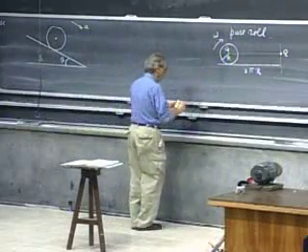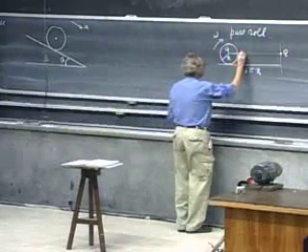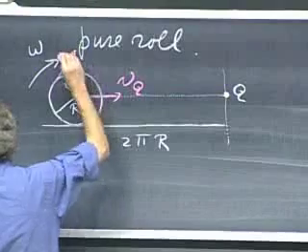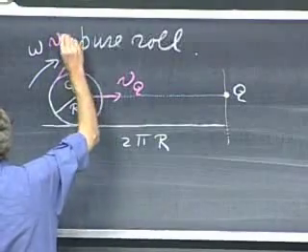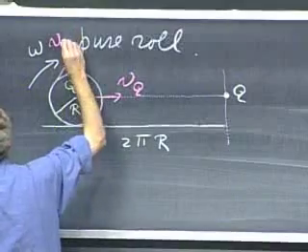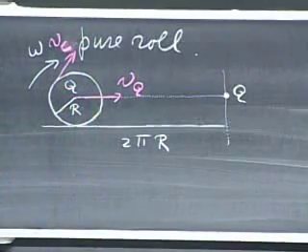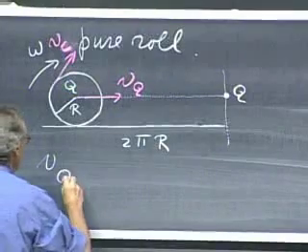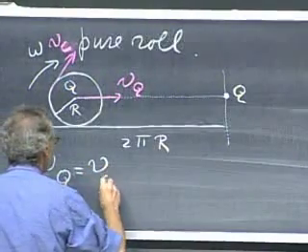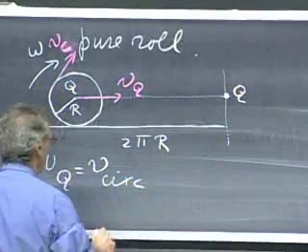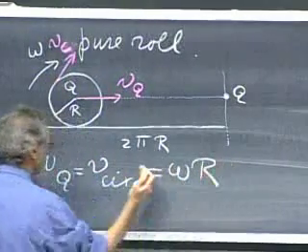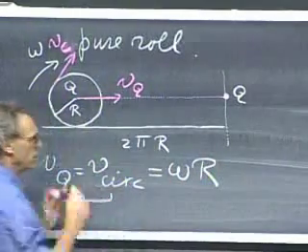When we have pure roll, the velocity of this point Q and the velocity of the circumference, I'll just put a C there, are the same. In other words, V_Q is exactly the same as V_circumference, and V_circumference is always omega r. This part always holds, but for pure roll, this holds.